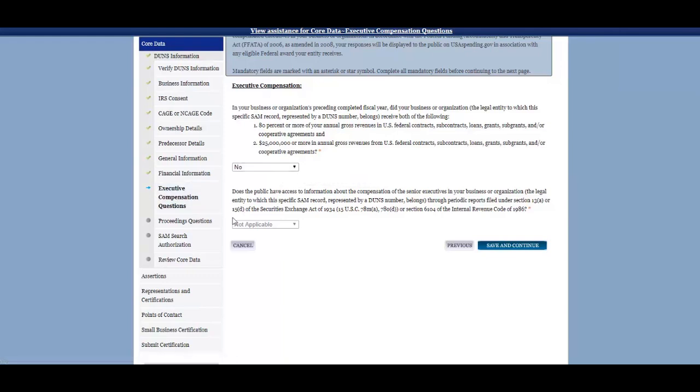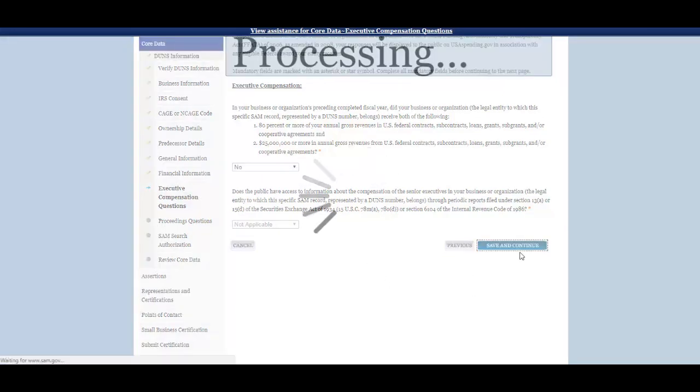Like I said, we hope that changes down the road, but for now it is no, and the no has been pre-populated. And then we have a question here: does the public have access to information about the compensation of senior executives in your business or organization? And it's not applicable. You can read that a little bit later. So we're going to hit save and continue.